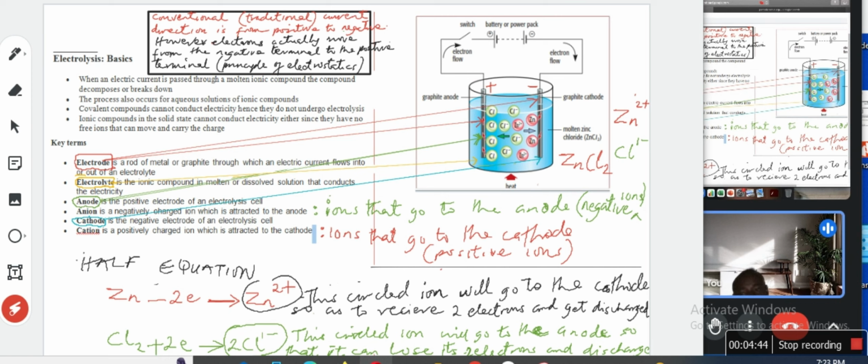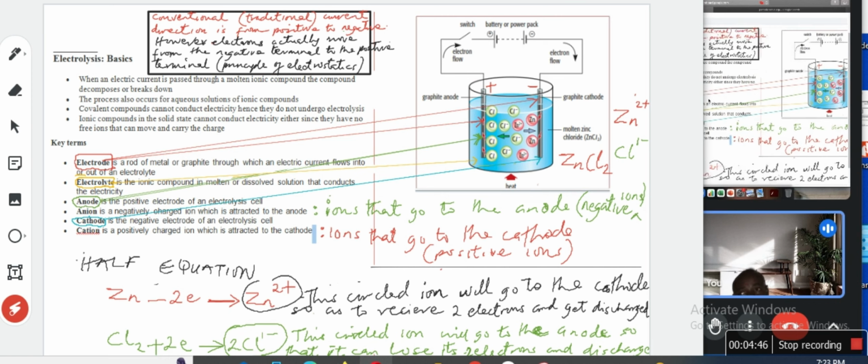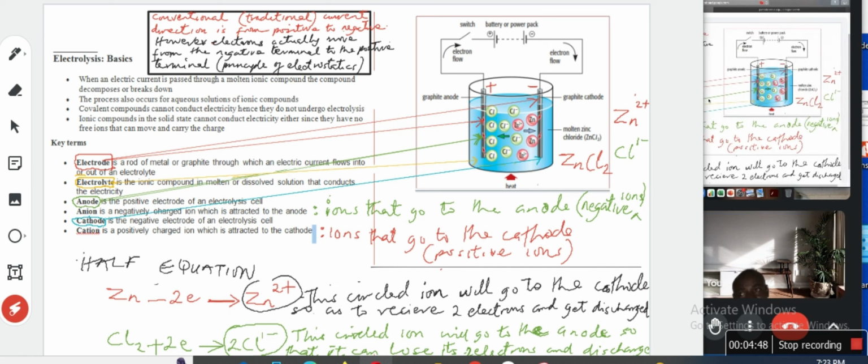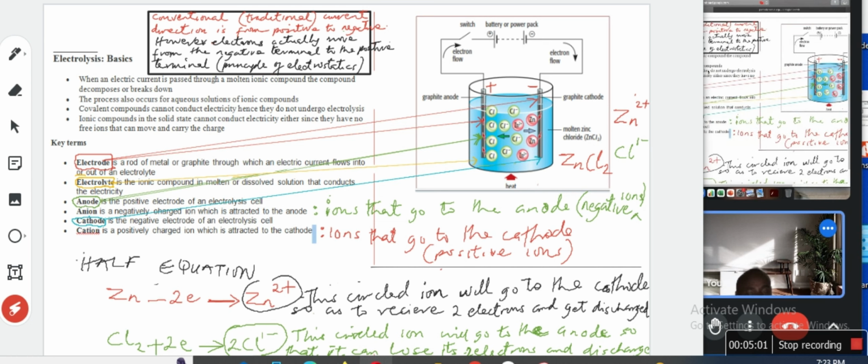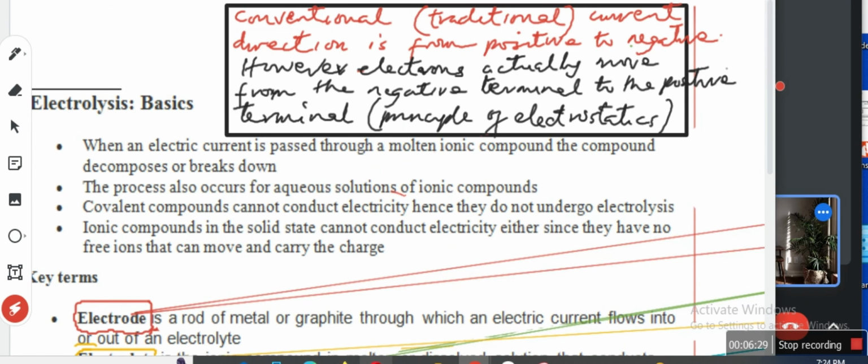But then, don't forget that ionic compounds can conduct electricity when they're molten or in solution. When they conduct electricity like that, that's when we talk about electrolysis. So repeat what I said.